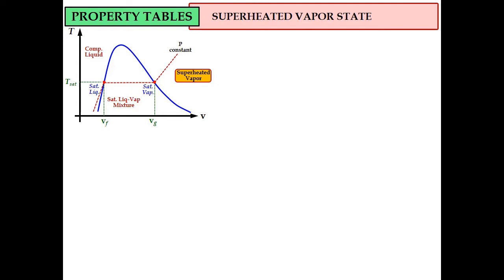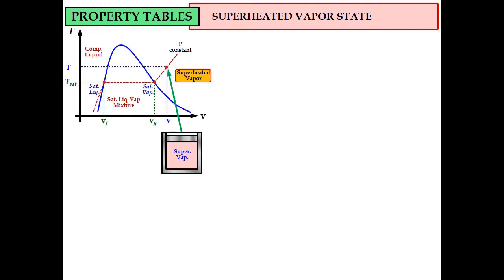So this is the TV diagram in terms of temperature. For this condition, the temperature given must be greater than T saturated at constant pressure. So the state will be within the superheated vapor region, and we will also have specific properties for the superheated vapor region. For this case, we will have specific volume for the region.